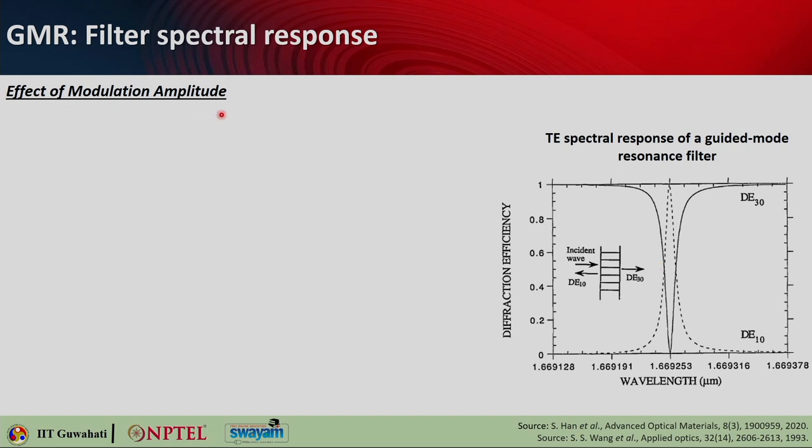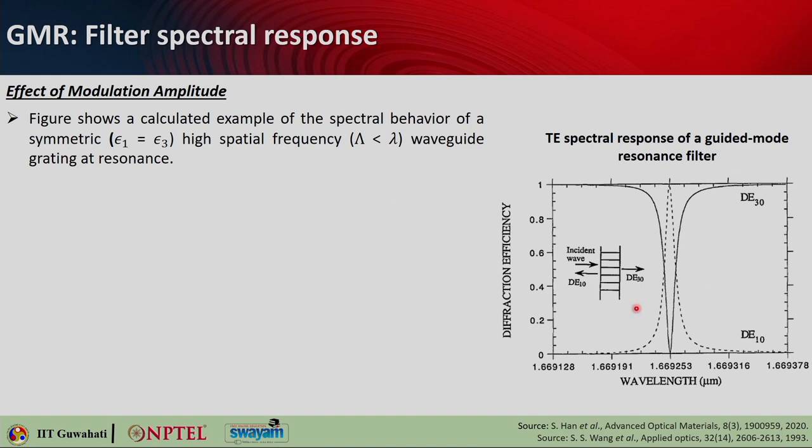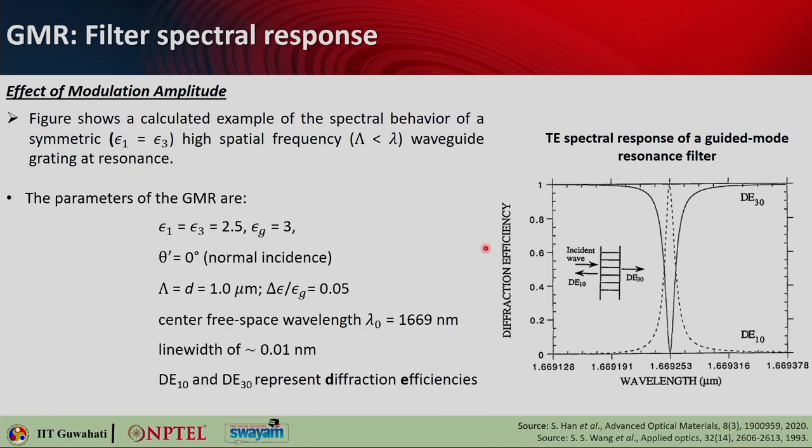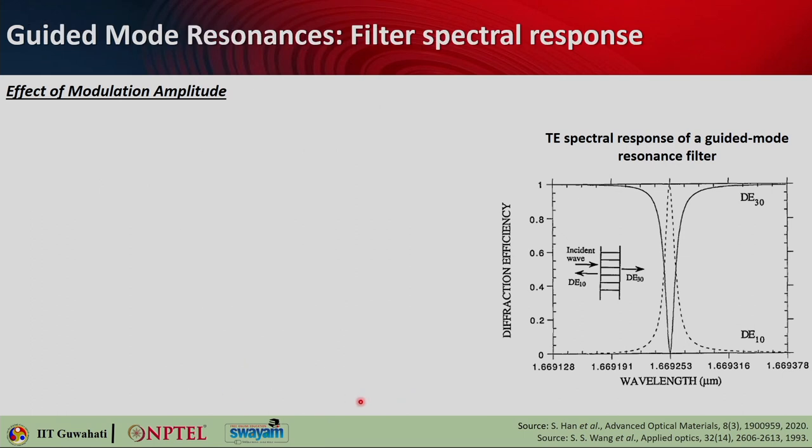Now let us look at the effect of modulation amplitude. This particular figure calculates an example of the spectral behavior of a symmetric waveguide filter. Symmetric means epsilon 1 is considered to be the same as epsilon 3. It has high spatial frequency, so lambda is considered to be greater than the grating period. The parameters: epsilon 1 and epsilon 3 are taken as 2.5, epsilon g is 3, at normal incidence. We have considered the center free space wavelength to be 1.669, and the line width we got is 0.01 nanometer. D10 and D30 are basically the diffraction efficiencies: 10 is reflected, 30 is the transmitted one.